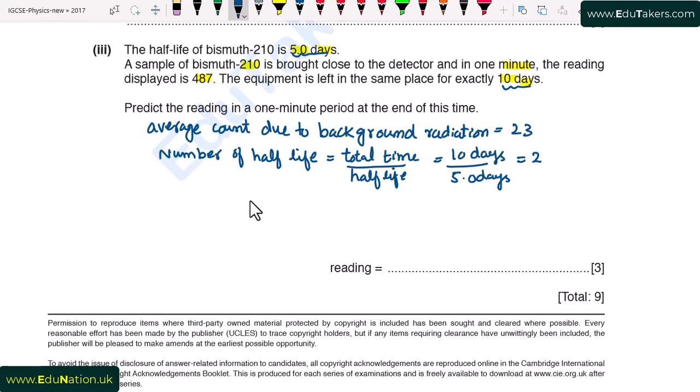So first of all, the reading is given when the source is bismuth 210. So it is 487. And I have to subtract the count that is due to background radiation. It will be 23. So it becomes 464. Now, this is the reading and we have to calculate the reading when 2 half-lives pass. So here I make a table.